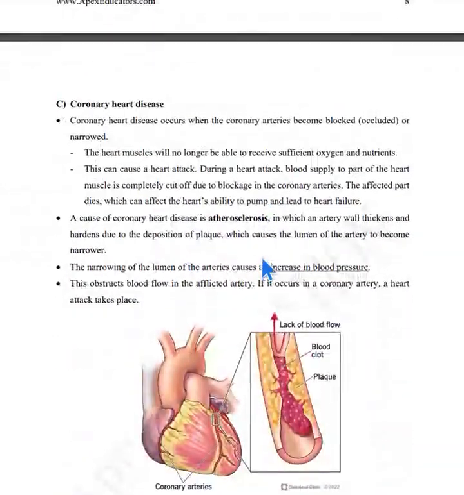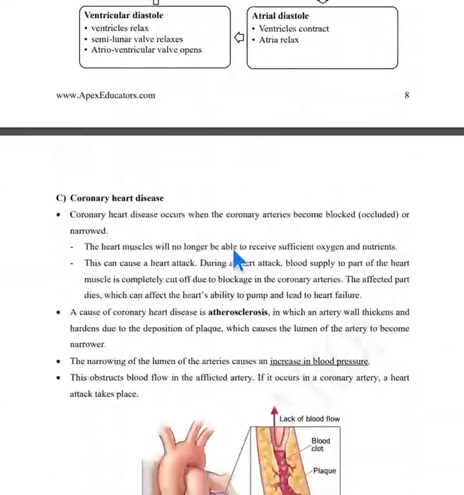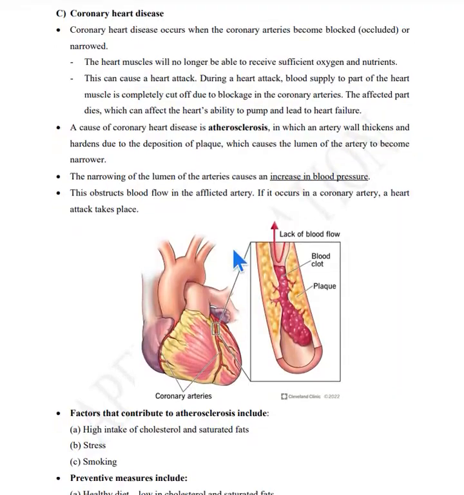Alright, cardiac cycle you do not need to know. This one is important: coronary heart disease. What does it mean? It occurs when the coronary arteries become blocked or narrowed, and the heart muscles will no longer be able to receive sufficient oxygen and nutrients.